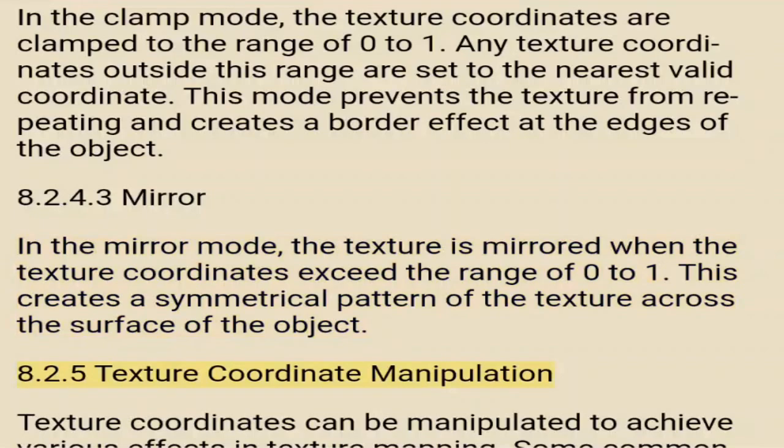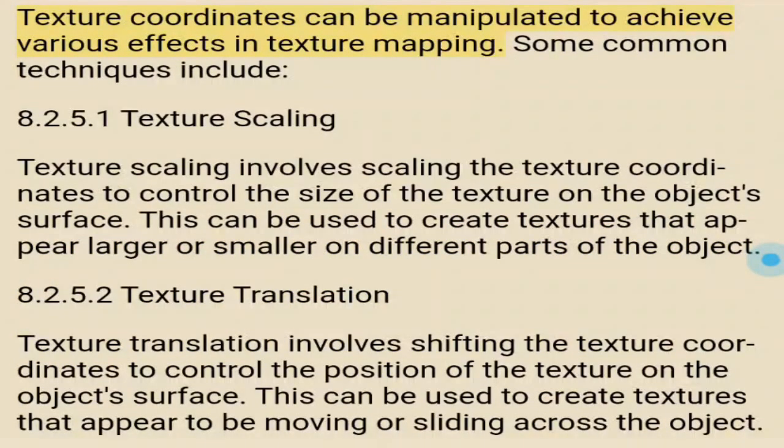8.2.5 Texture Coordinate Manipulation. Texture coordinates can be manipulated to achieve various effects in texture mapping. Some common techniques include 8.2.5.1 Texture Scaling. Texture scaling involves scaling the texture coordinates to control the size of the texture on the object's surface. This can be used to create textures that appear larger or smaller on different parts of the object. 8.2.5.2 Texture Translation. Texture translation involves shifting the texture coordinates to control the position of the texture on the object's surface. This can be used to create textures that appear to be moving or sliding across the object.